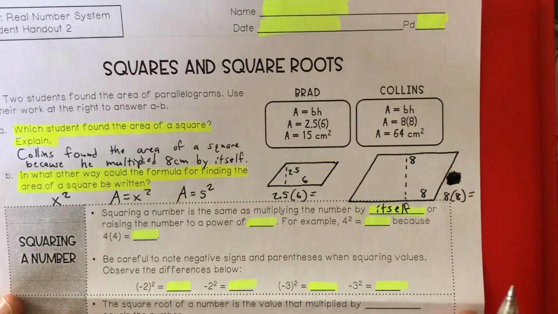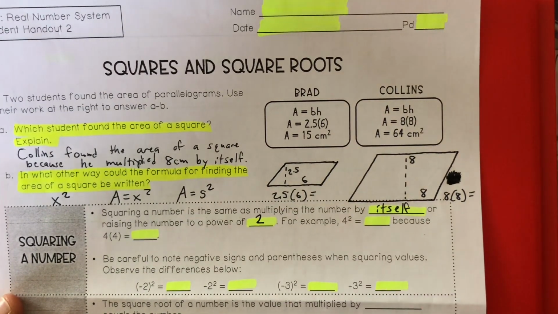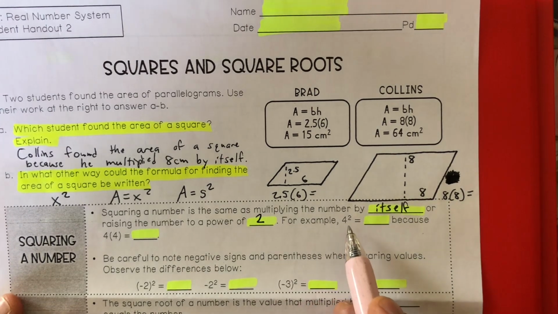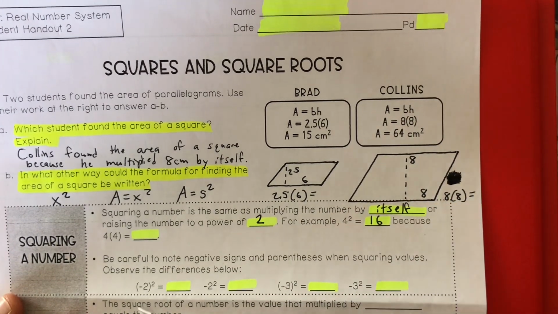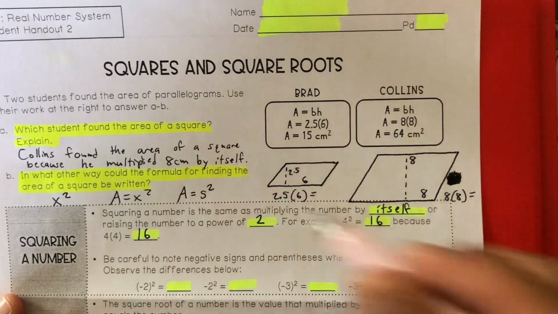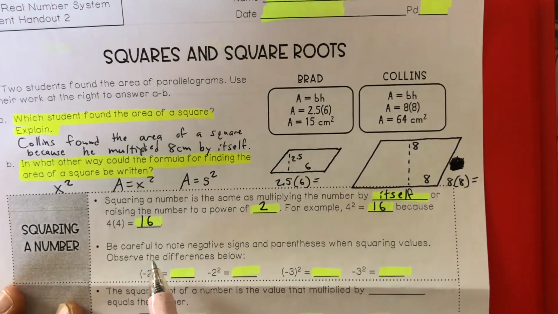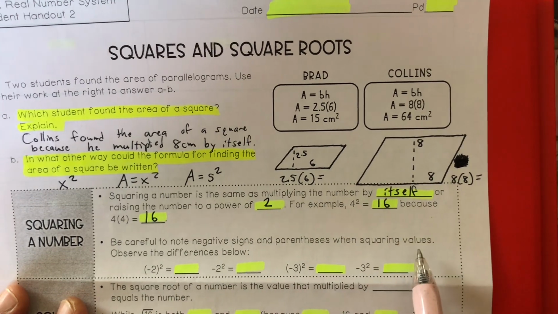Moving on, squaring a number is the same as multiplying the number by itself, or raising the number to a power of 2. For example, 4 squared equals 16, because 4 times 4 equals 16. Be careful to note negative signs and parentheses when squaring values.